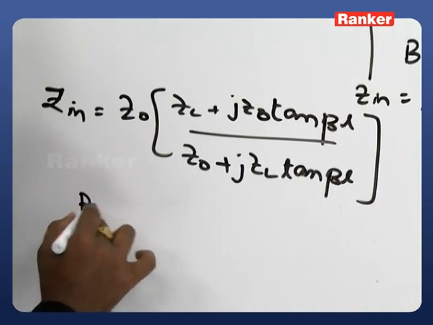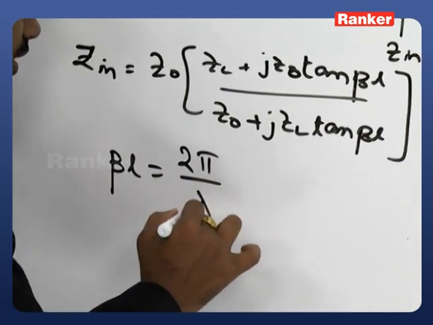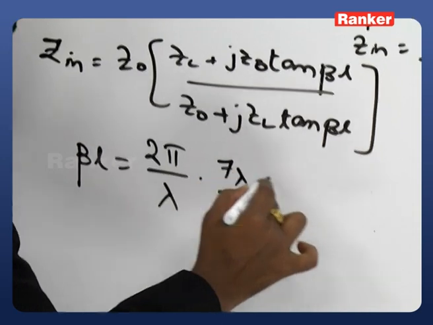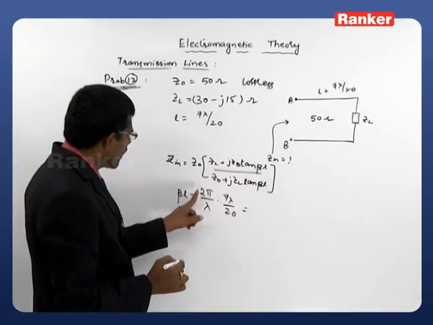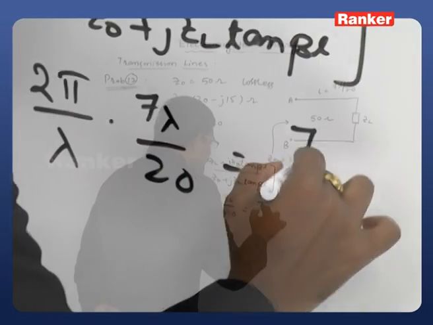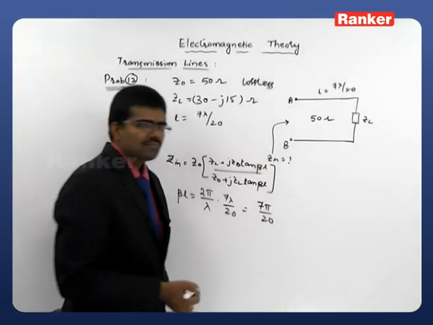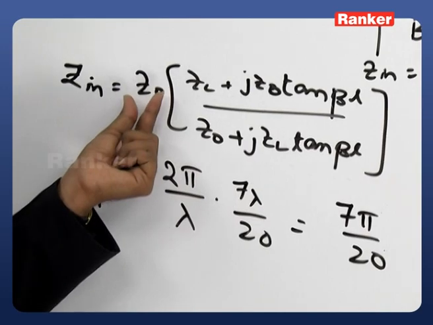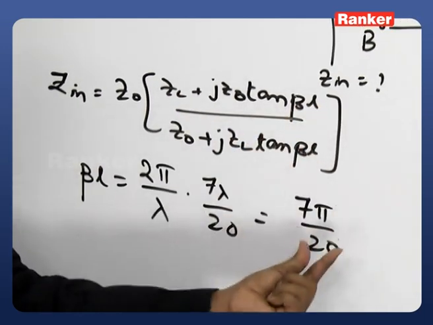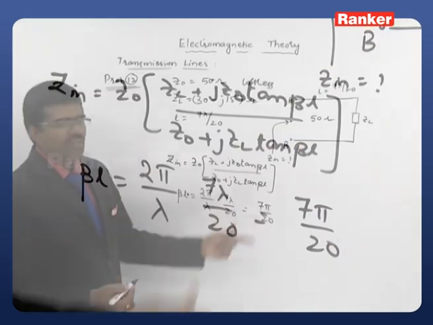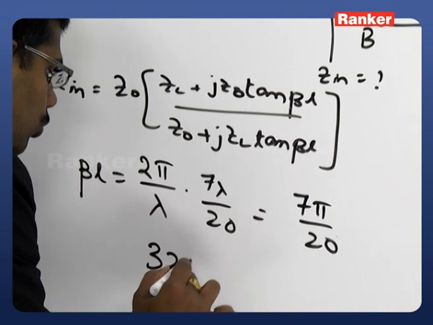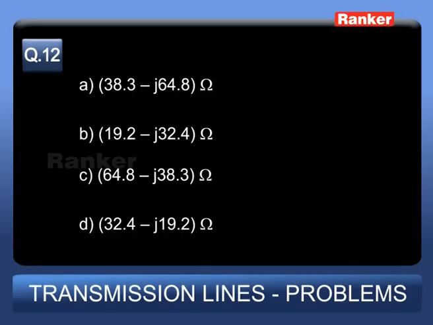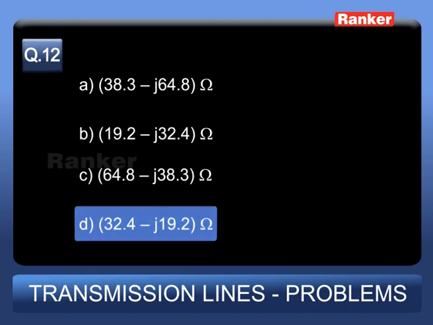The electrical length beta L equals 2 pi by lambda times the length. Instead of beta I can write 2 pi by lambda, and the length is given as 7 lambda by 20. Lambda will be cancelled, 2 goes into 10 five times, so it is 7 pi by 20. So simply substitute 7 pi by 20 for beta L. Take a calculator, substitute Z0, ZL, and beta L here. After substitution and simplification you will get the answer: 32.4 minus j19.2 ohms. This is available in option D.